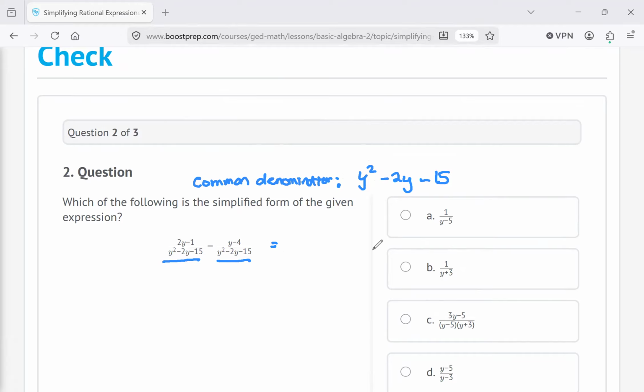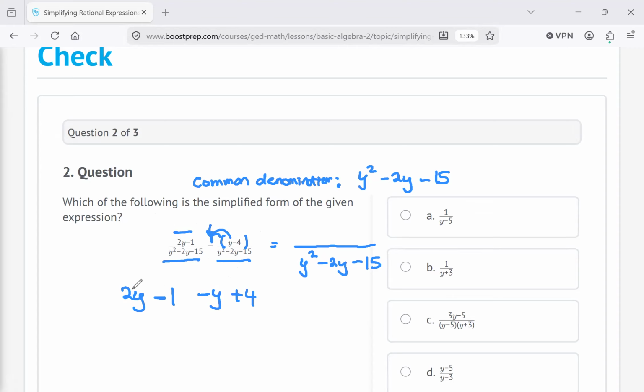So the bottom is always your common denominator, so it's going to be y squared minus 2y minus 15. Now on the top, usually you have to multiply top and bottom by something, but because the bottoms are exactly the same, we don't have to worry about that. The only thing we have to worry about is this minus. You could think of this minus as an invisible -1 and distribute it. So that's going to be -y, and negative times negative is +4, and then this stays the same.